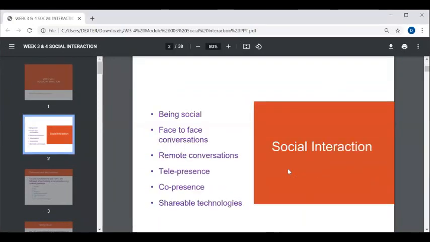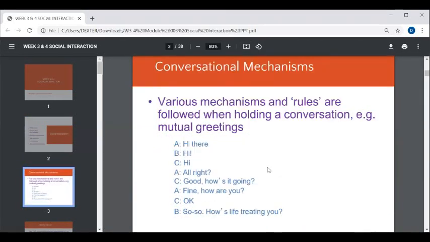Social interaction: first, being social, face-to-face conversation, remote conversation, telepresence, co-presence, and shareable technologies. First, we have the various mechanisms and rules that are followed when holding a conversation, such as mutual greetings.